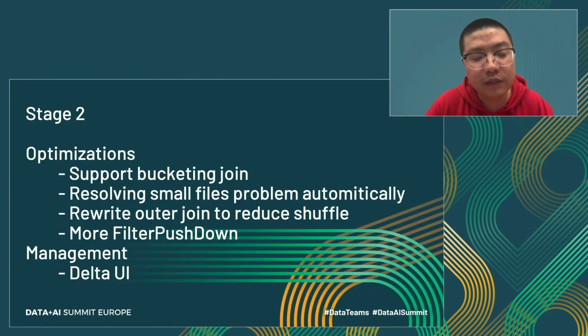So in this stage, we did much optimization work. First is bucketing join, and the second is that we resolve small file problems automatically. And we rewrite the outer join to reduce shuffle, and we provide many filter pushdowns to reduce the file scan and the memory consumption. Also, we provide a Delta UI to manage the vacuuming.